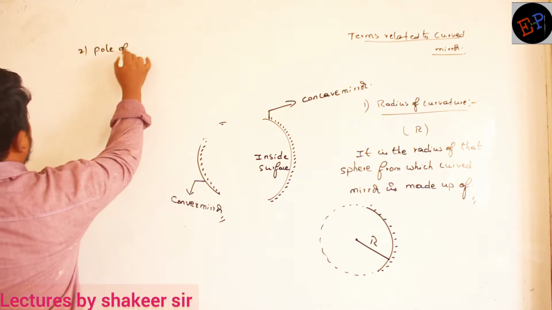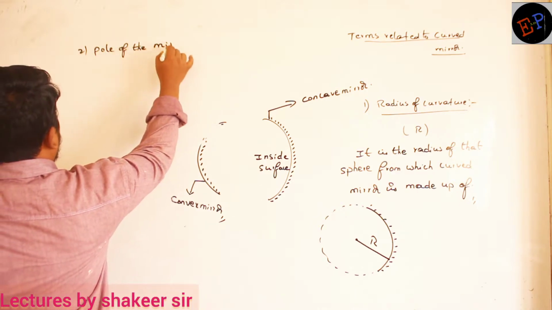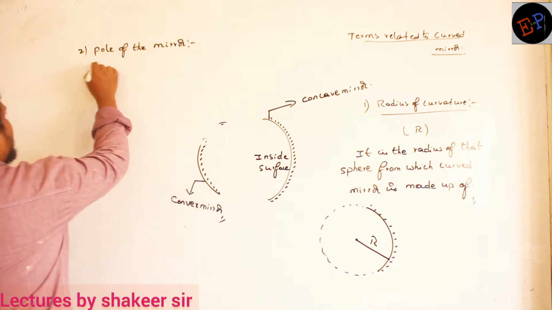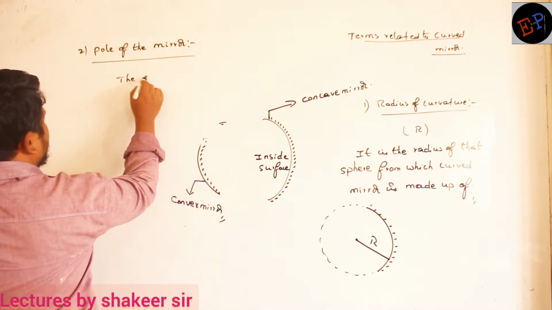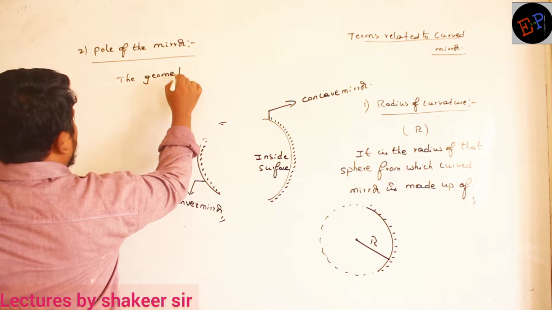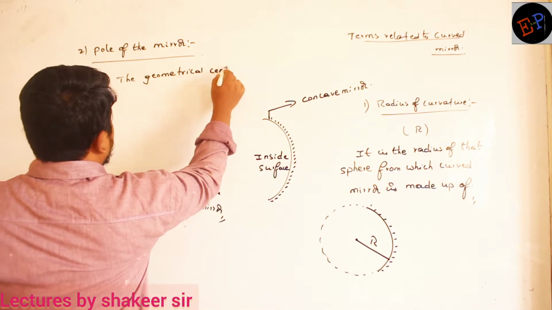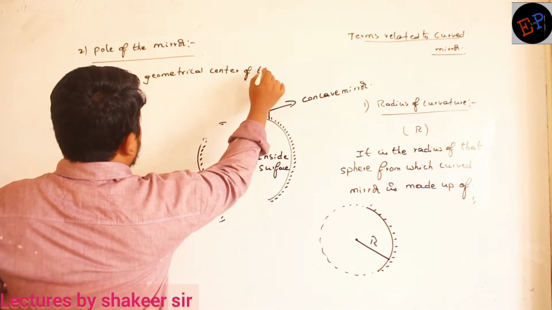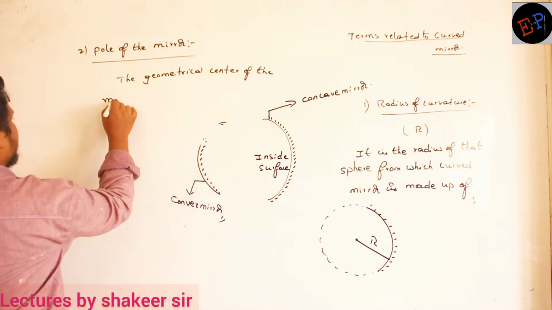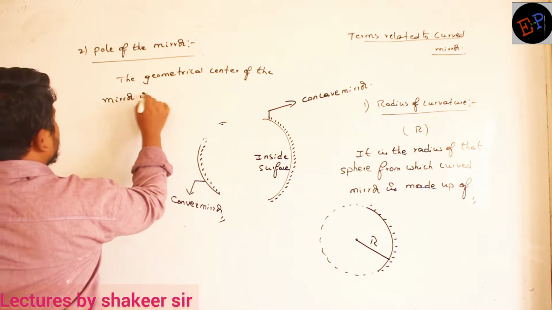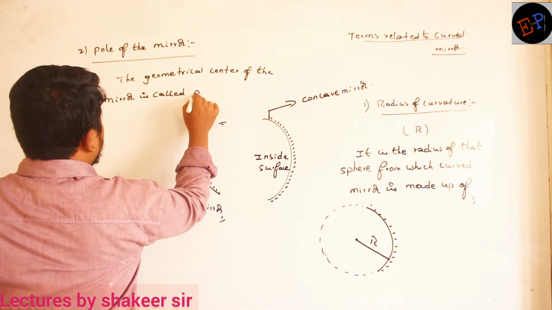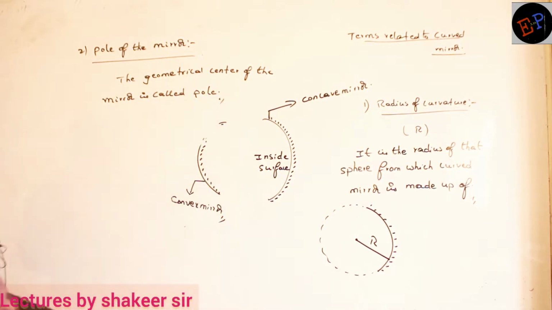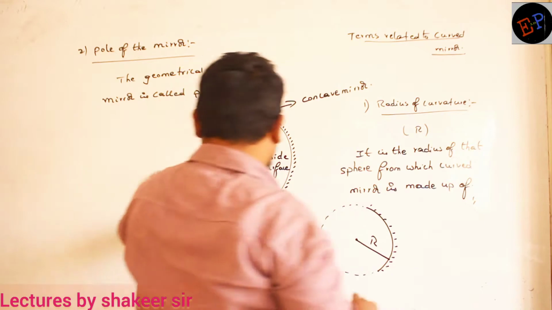Then we study the second term, which is called the pole of the mirror. What is meant by pole of the mirror? The geometrical center of the mirror is called the pole of the mirror. Which is the geometrical center?